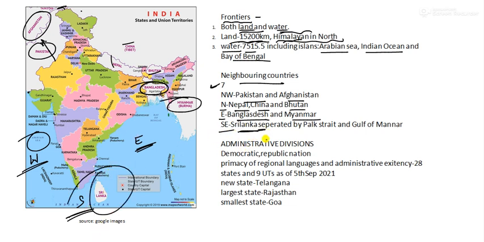Sri Lanka is separated by the Palk Strait in the Gulf of Mannar. Here you can see it is separated by the Palk Strait. What is a strait? It is a thin water body which connects two land masses. We call them a strait. I hope you have understood this.